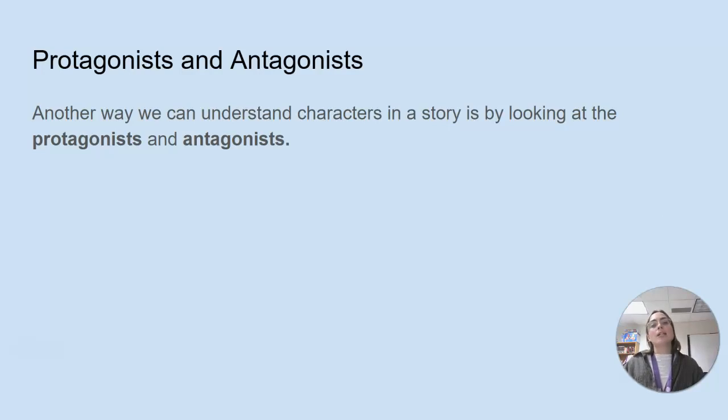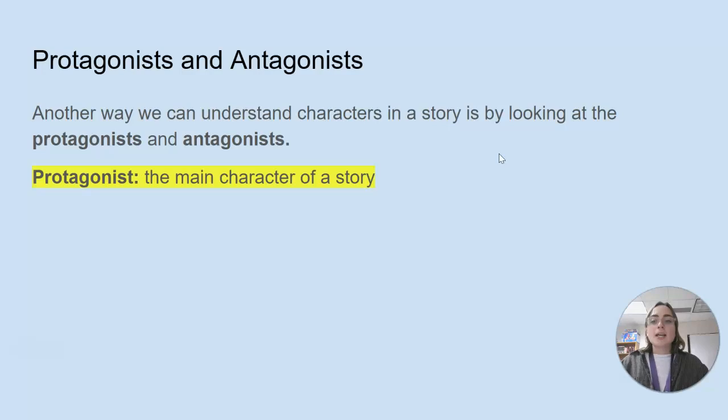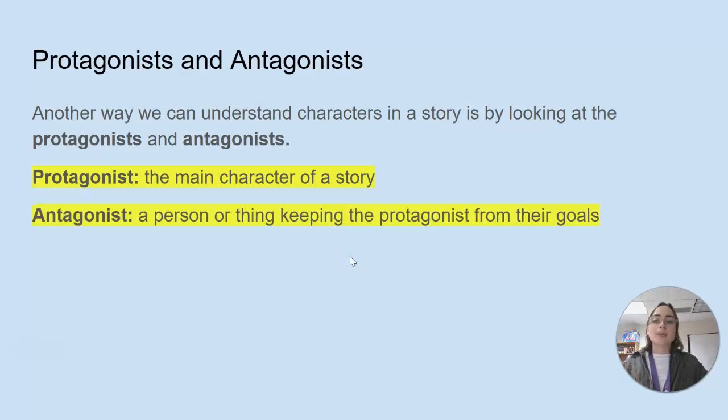Another way that we can understand characters in a story is by looking at the protagonist and the antagonist. You might recognize these terms, but let's review what they mean. The protagonist is the main character of a story, the person that we're rooting for, that we want to succeed. And the antagonist is a person or a thing that keeps the protagonist from achieving their goals, from succeeding, from being happy. So if we think about the play A Raisin in the Sun, let's think about some antagonists from A Raisin in the Sun.